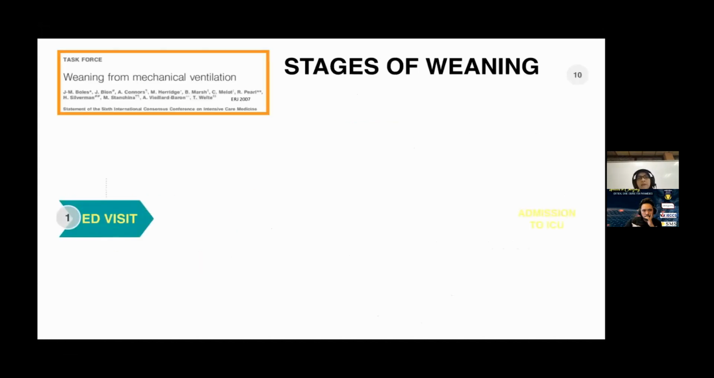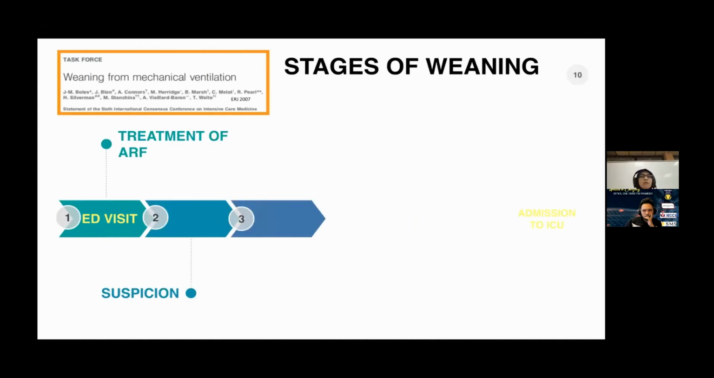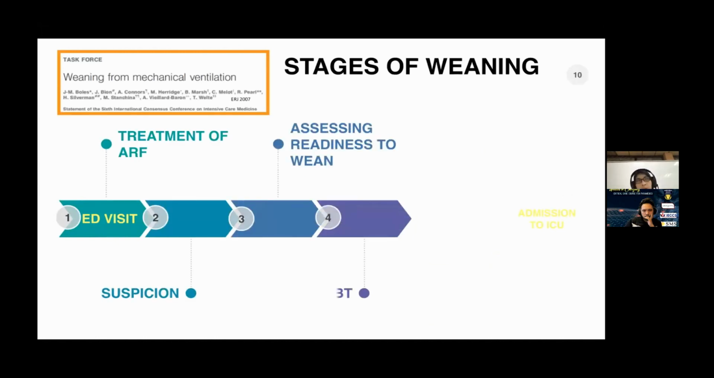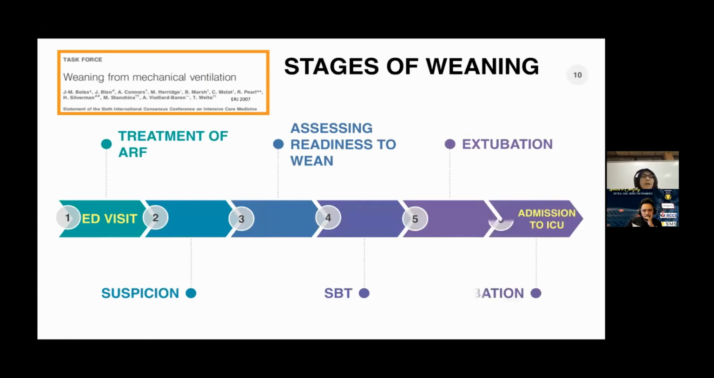All right. So for you to initiate the process of weaning, you need to know the stages of weaning. We have 6 stages of weaning. First of all, as I mentioned prior, if the patient presented to you with a certain indication for you to intubate the patient, that indication must be taken care of. So you need to give the treatment of acute respiratory failure. You need to treat the initial indication of intubation that you decided on prior to the process of intubation.